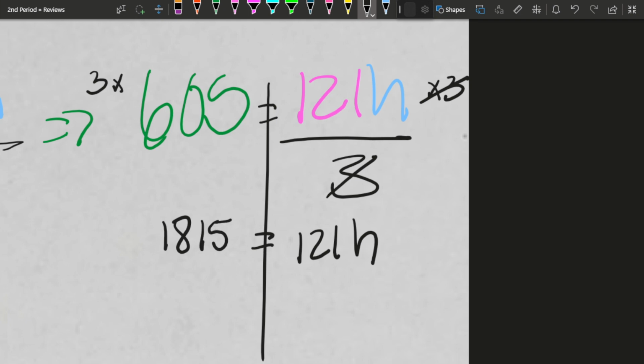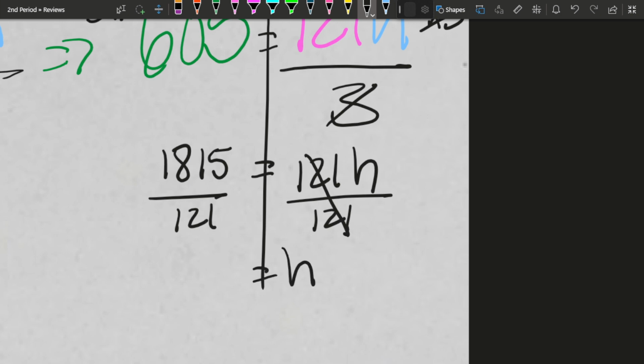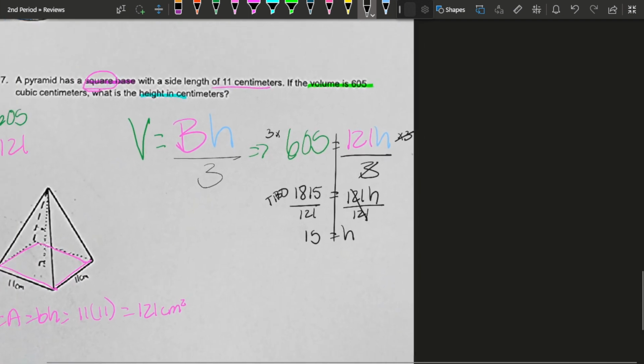So now we have a one-step equation. What is the 121 doing with the H? And the opposite of multiply is? So we're going to divide by 121 and divide by 121. This will cancel out, giving you H only. And when you divide, you get 15. So the height is 15. And in this case, they're centimeters.